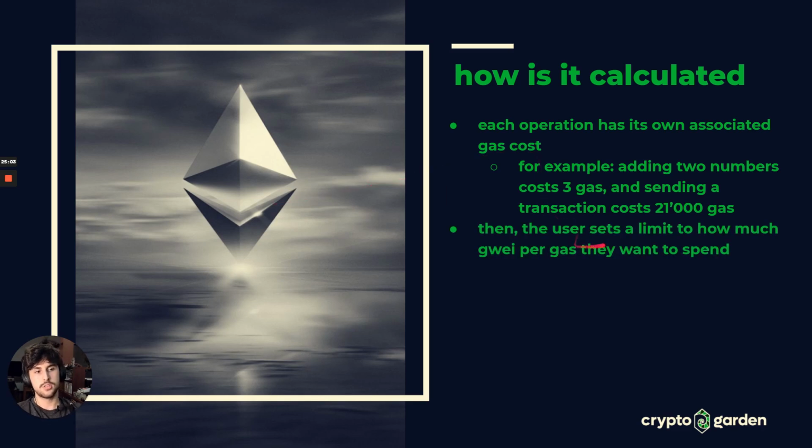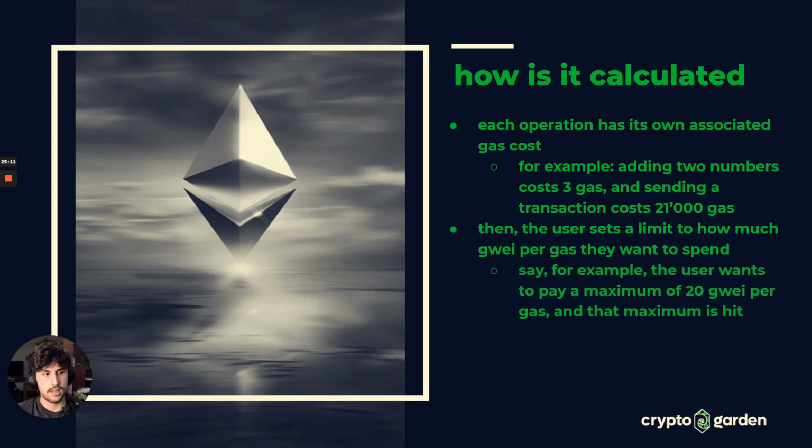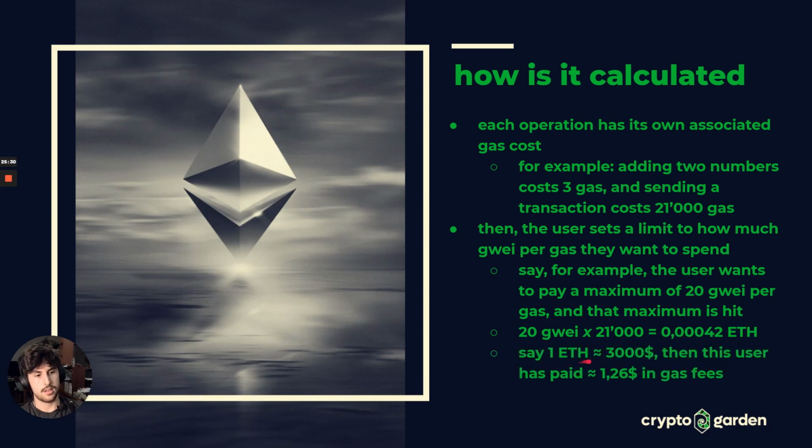Then the user selects a limit to how much Gwei per gas they want to spend. So, for example, let's say I want to pay a maximum of 20 Gwei per gas, and the maximum is hit, it hits perfectly the maximum I established. So 20 Gwei times 21,000 equals 0.00042 Ethereum, and say one Ethereum is approximately $3,000, then this user has spent approximately $1.26 in gas fees. That seems like a dream in Ethereum nowadays, right?